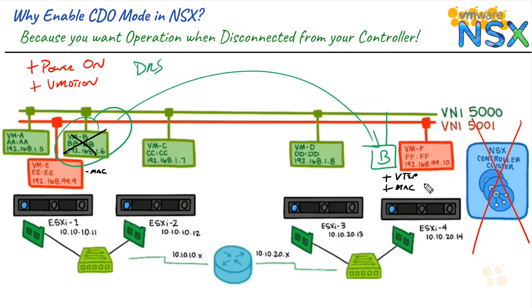VXLAN messages can be forwarded to ESXi4 when they need to reach virtual machine B. The problem is, these new changes can't be shared, because if our sharing is being done through unicasting with the controller and the controller's offline, we have no one to tell.